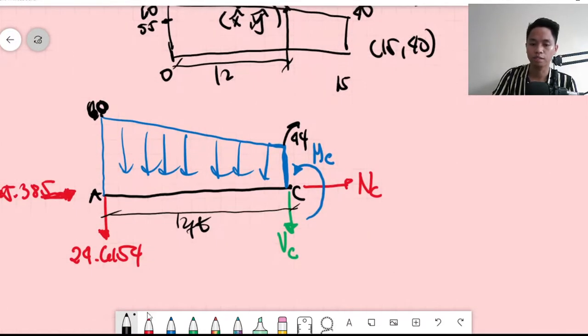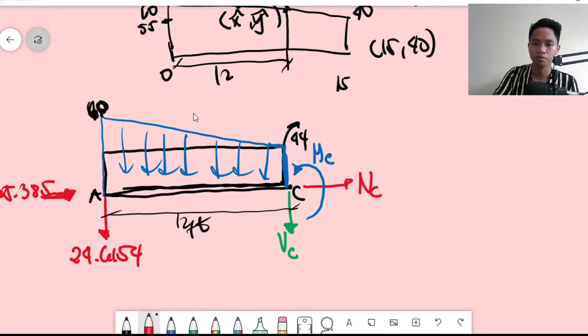So, I can just simplify this as a rectangle. A rectangle that has a height of 44 and a width of 12. So what is the resultant force here? The resultant force is acting at the center, 6. That should be 6 feet.